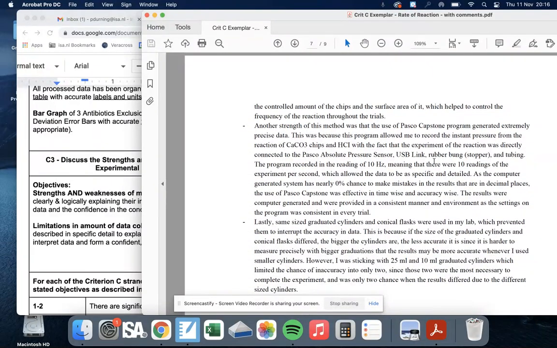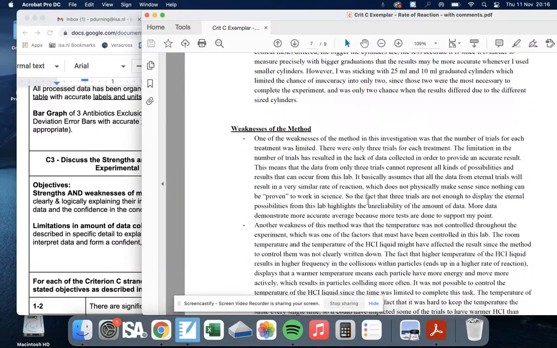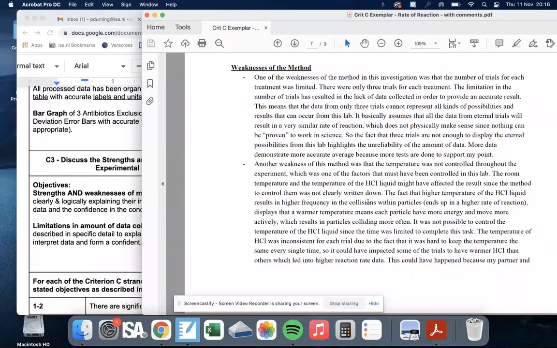They talk about how they were using a data logger and some aspects of that, why that was a strength, and they also talk about a couple of pieces of equipment. Then they focus on weaknesses in the method.